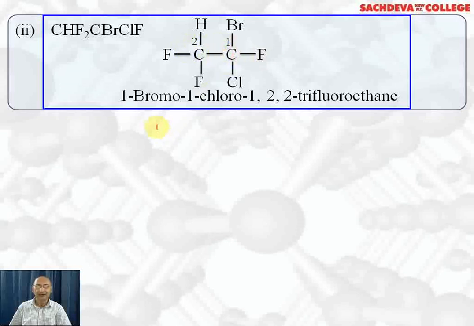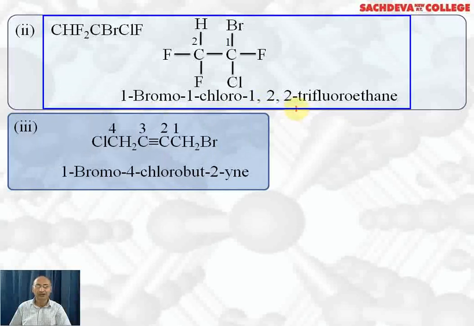So here we have one bromo and one chloro. There are total 3 fluorine atoms. One is attached to first carbon, 2 are attached to second carbon. So we call it 1,2,2-trifluoroethane. So the correct name is 1-bromo, 1-chloro, 1,2,2-trifluoroethane.